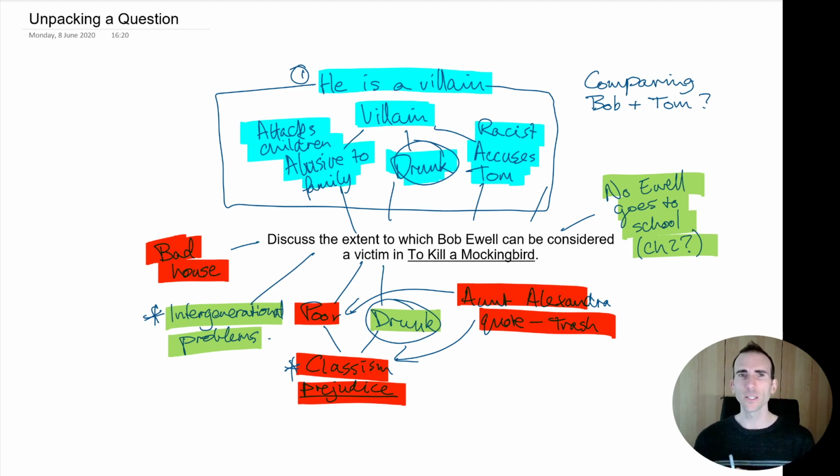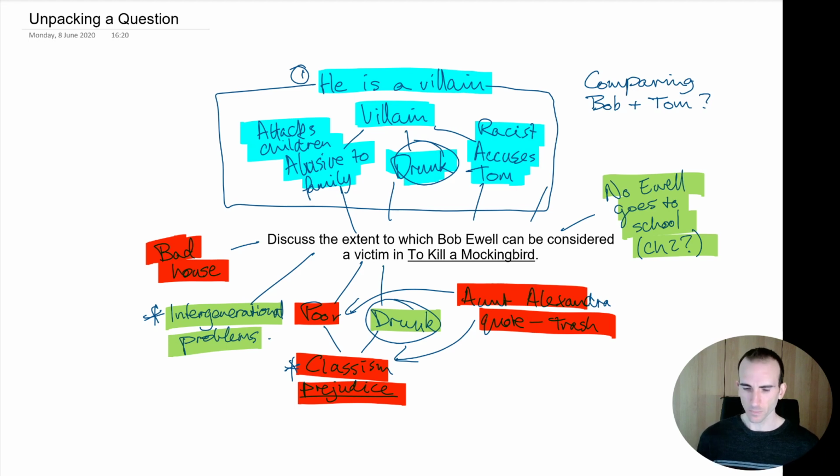What's my one point that brings it all together? Maybe I want to say Bob Ewell is a terrible person. However, he is also a victim. Why is he a victim? Well, because the same prejudiced views that he uses to destroy Tom Robinson's life, the same type of prejudice he holds towards Tom Robinson, other people hold towards him. Maybe it's something to do with that, and it's that way of looking at him that shapes him and leads him to be the man who he is.